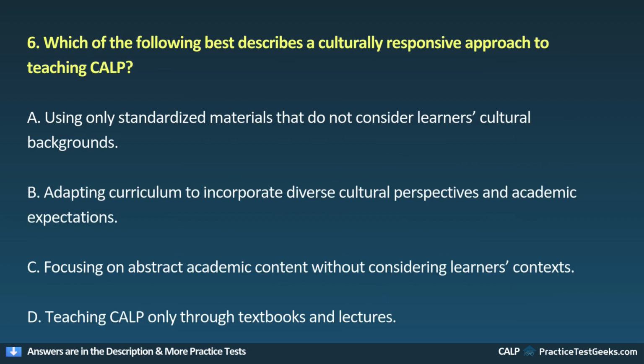6. Which of the following best describes a culturally responsive approach to teaching CALP? A. Using only standardized materials that do not consider learners' cultural backgrounds. B. Adapting curriculum to incorporate diverse cultural perspectives and academic expectations. C. Focusing on abstract academic content without considering learners' contexts. D. Teaching CALP only through textbooks and lectures.